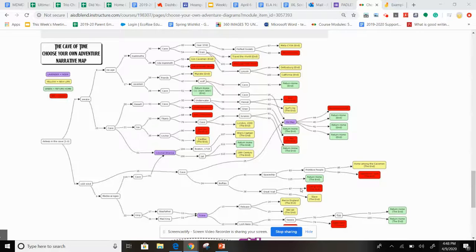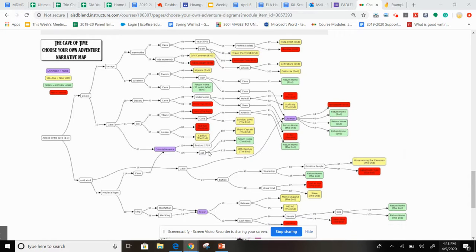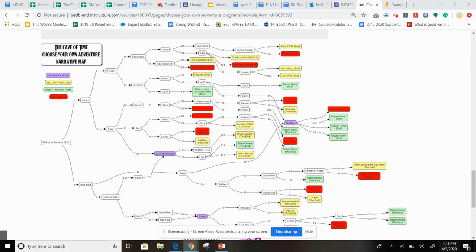Hi, this is about how to diagram or make a story tree of your Choose Your Own Adventure story. This is an actual story tree of one of the books that was written in the Choose Your Own Adventure series, which has just inspired us to do this project.